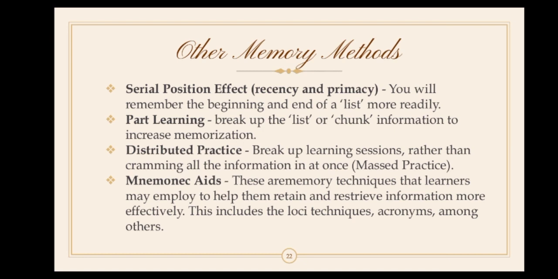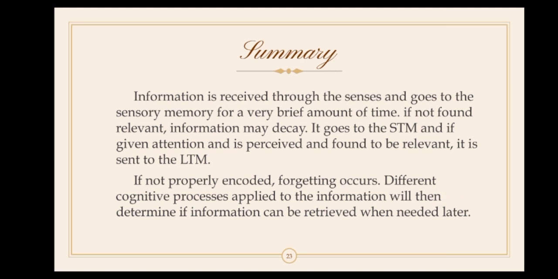So I hope everything is clear now. We have a summary here. Information is received through the senses and goes to the sensory memory for a very brief amount of time. If not found relevant, information may decay. It goes to the STM, the short-term memory, and if given attention and is perceived and found to be relevant, it is sent to the long-term memory. If not properly encoded, forgetting occurs. Different cognitive processes applied to the information will then determine if information can be retrieved when needed later.